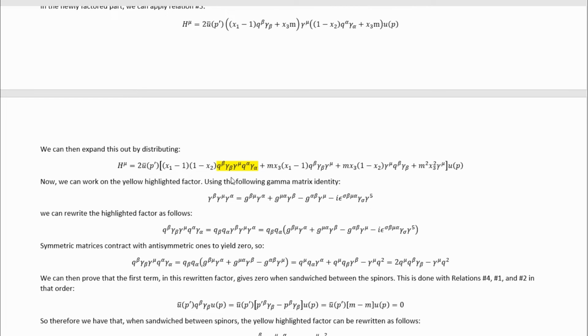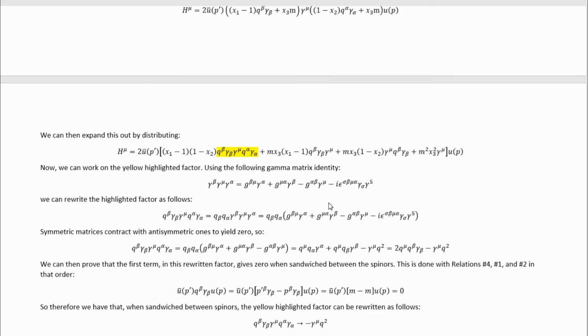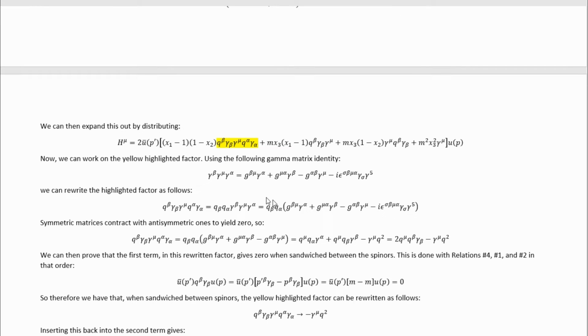There's some simplification we can do with that, using the following gamma matrix identity specifically. Now this is a bizarre gamma matrix identity. It's perfectly valid, but it's kind of an exotic one. I don't think I've ever used it for any other calculation than this. With some index juggling, we can easily substitute that in, which gets us here.